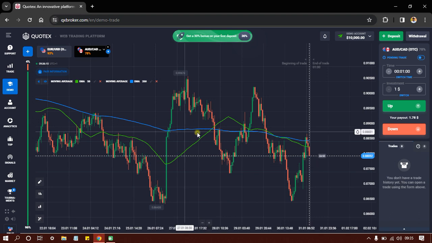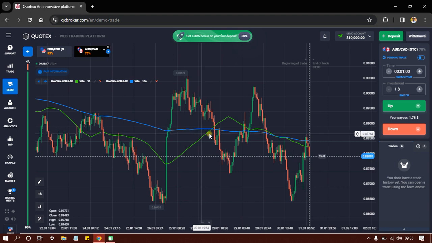Now, when we have the 50 moving average crossing above the 200-day moving average, we say we have a golden cross. When the line crosses above the 200-day moving average, we say we have a golden cross at this point. It's called a golden cross. When you hear anything about golden cross, you should know that price is actually bullish.